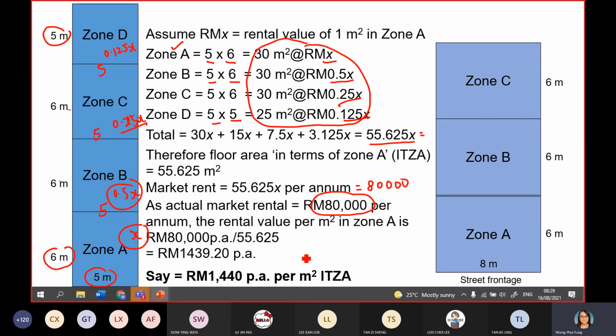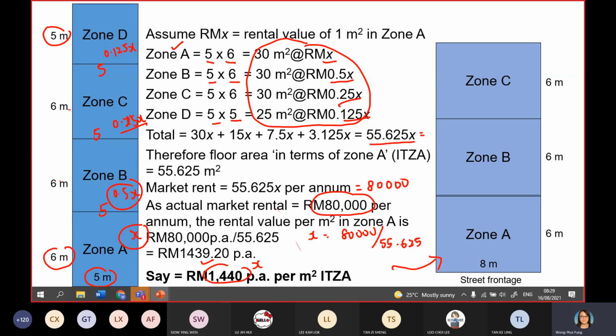Okay, so now simple mathematics. To get x, you need to use 80,000 divided by 55.625. Then x value is what? Approximately 1440 per annum in terms of zone A. Once you know the x is approximately 1440, then you substitute back to this one.